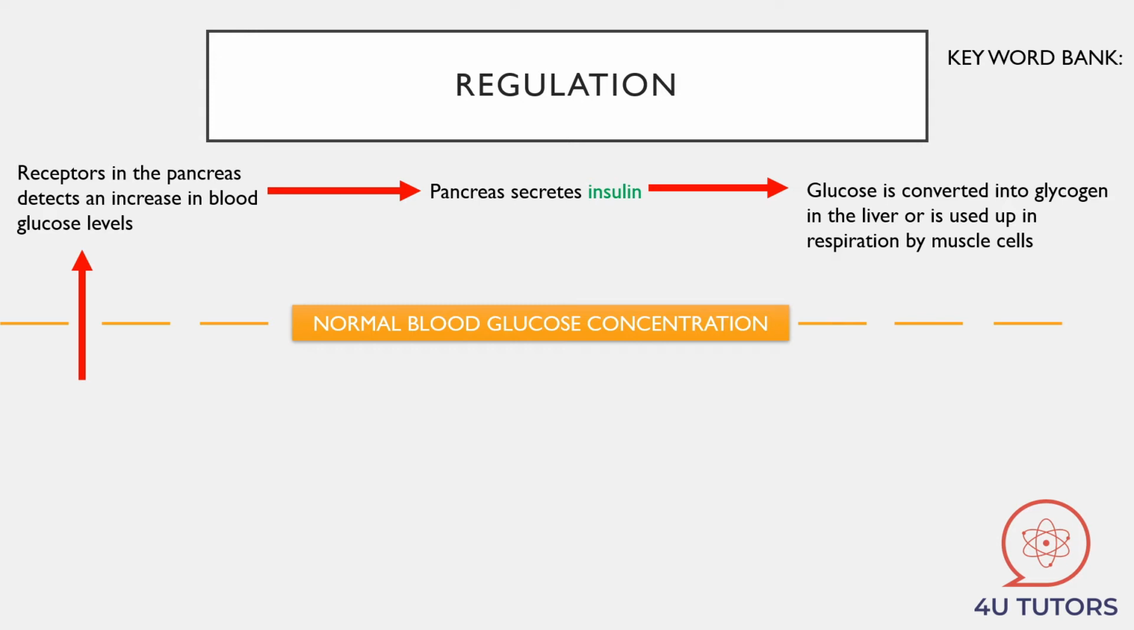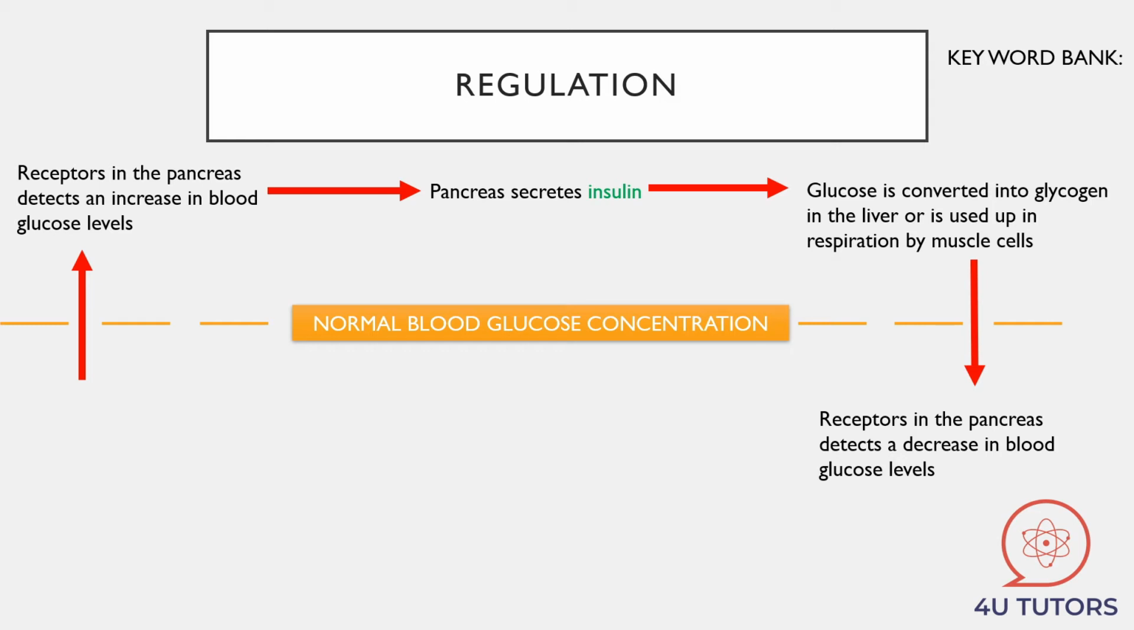Glucose will also be used in respiration. Remember, glucose is a requirement for respiration, so if we undergo respiration, we are using up glucose in the blood. Consequently, this will decrease blood glucose levels. In this case, once again the receptors on the pancreas must detect a decrease in blood glucose levels.